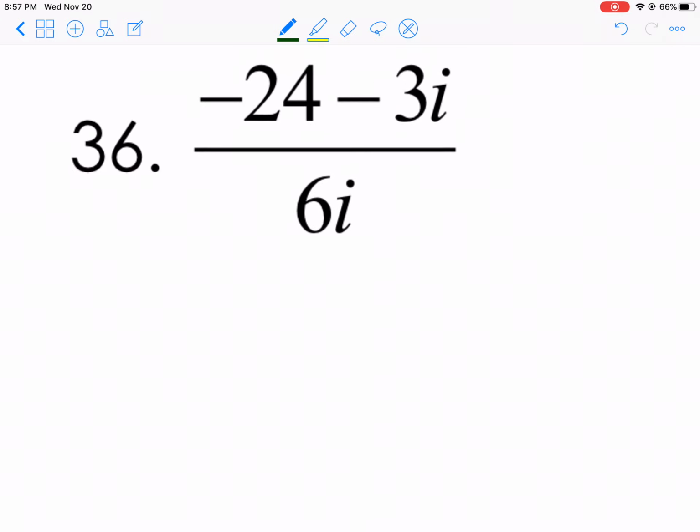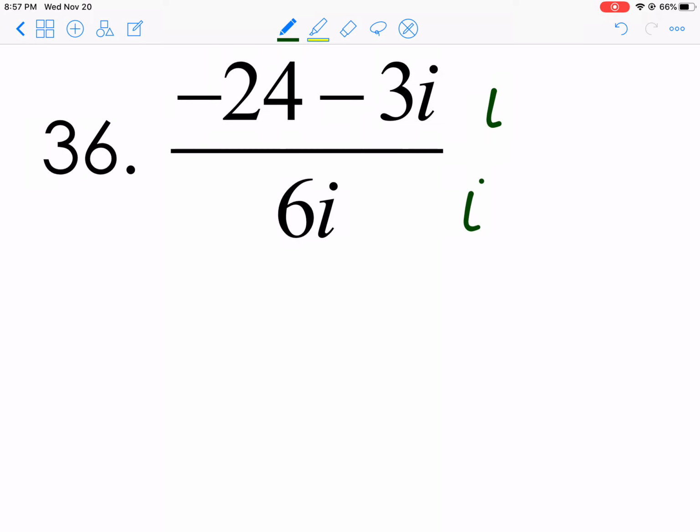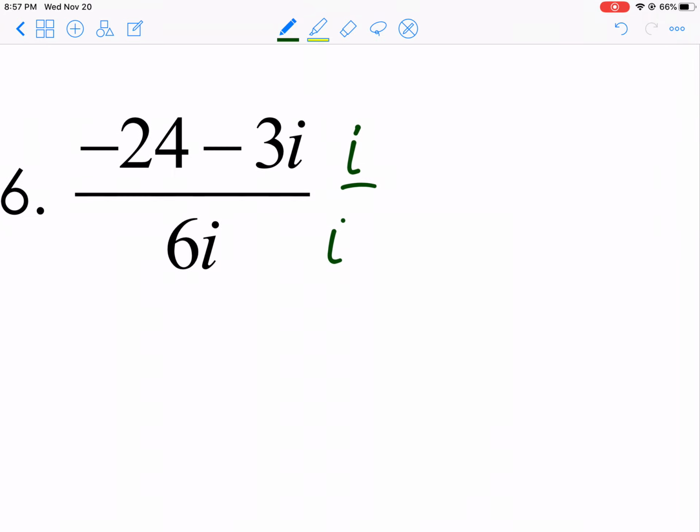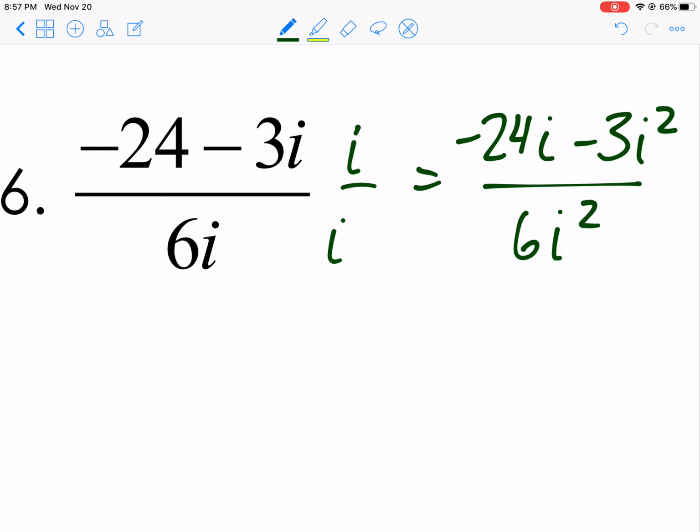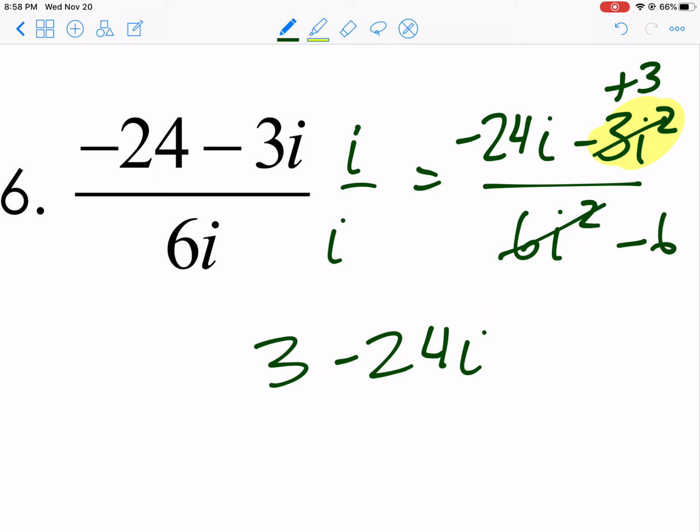Okay, let's do this 36 while we're at it. Multiply the numerator and denominator by i. We will get negative 24i minus 3i squared all over 6i squared. Negative 3i squared is positive 3, since i squared is negative 1. 6i squared is negative 6, since i squared is negative 1. So now we have 3 minus 24i all over negative 6.